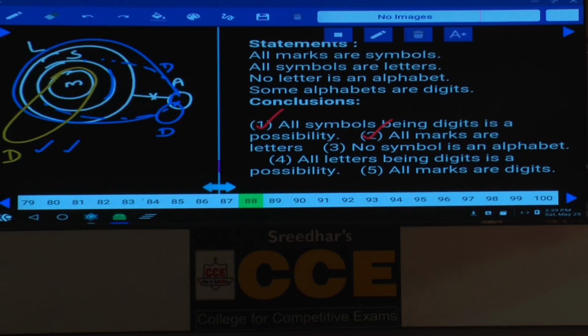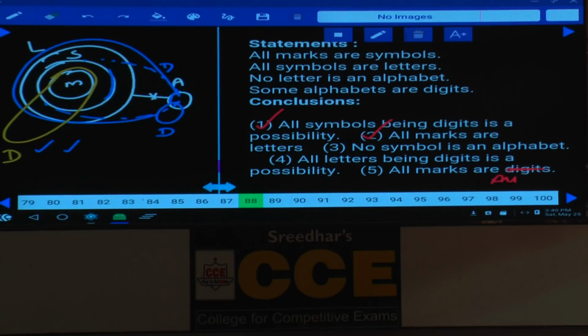Tell me, will all marks are digits hold? Now if you draw marks like this, all marks are digits, it is also possible. Is it possible or not? All marks are digits, it is again possible. Hence, it is not all marks are digits, it is all marks are alphabets. Put all marks are alphabets.